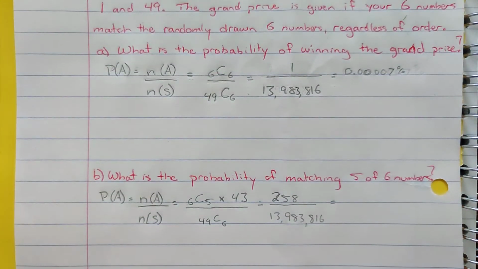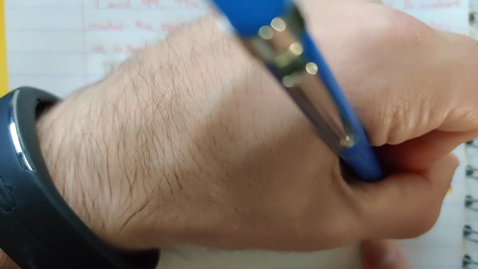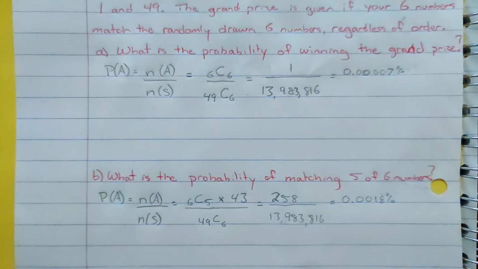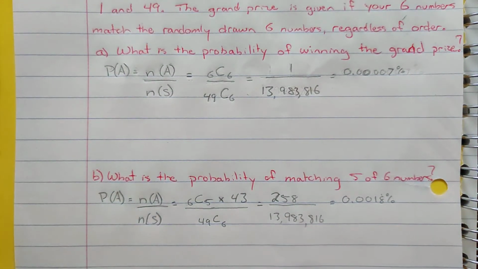If we divide that out to get our decimal and then percent, we get 0.0018% chance of winning. So you're still much smaller than 1% chance of winning.